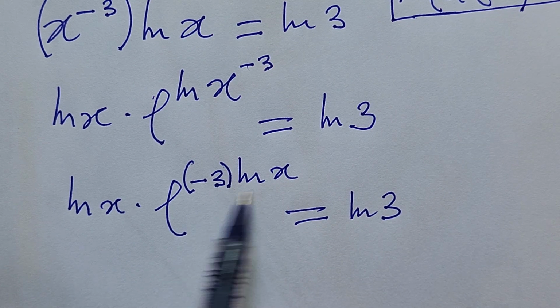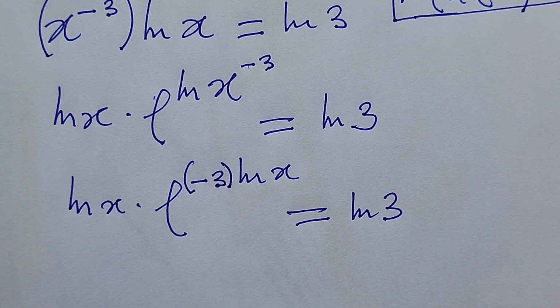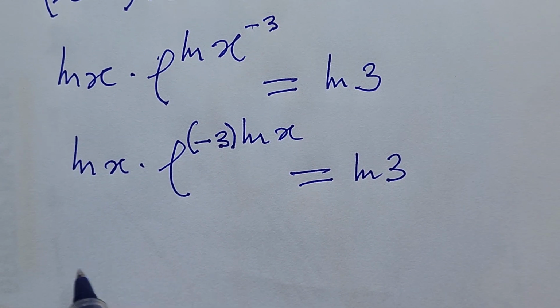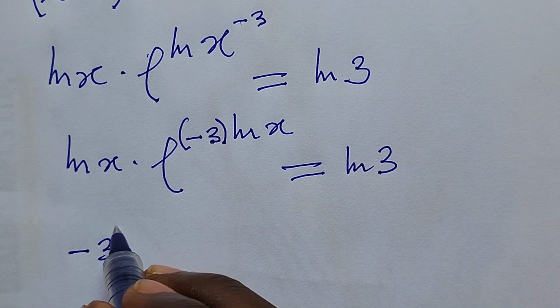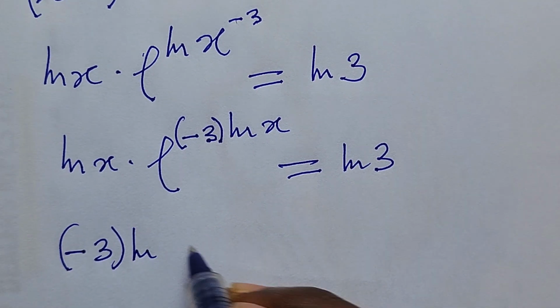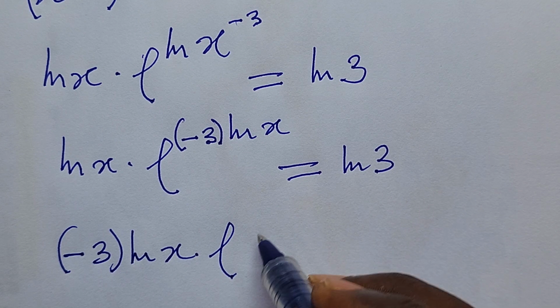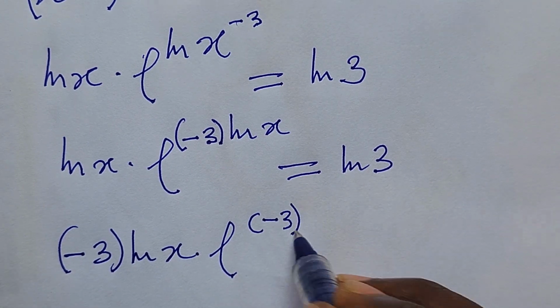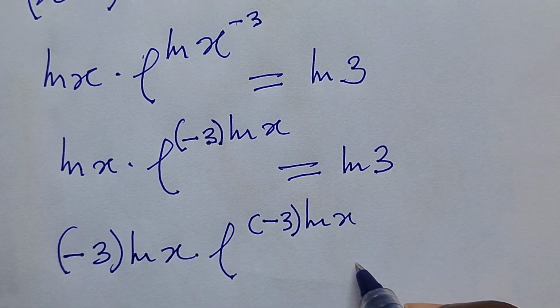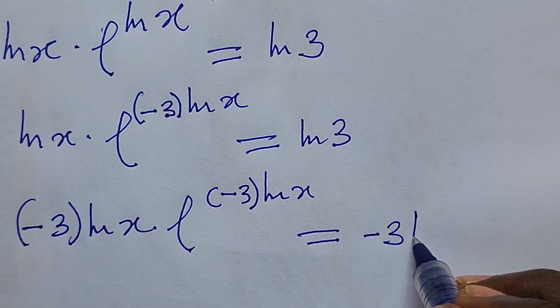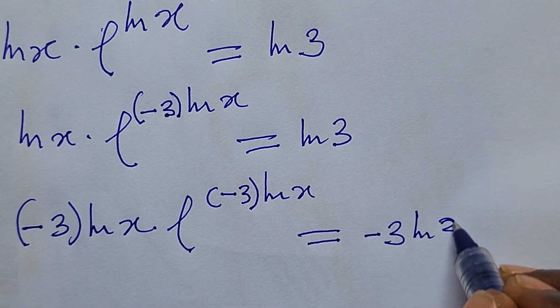For us to make the exponent and the base the same, we have to multiply by minus 3 on both sides. If we do that, this is going to give us (minus 3) ln of x times e to the power of (minus 3) ln of x is equal to, we must multiply this side by minus 3 ln of 3.